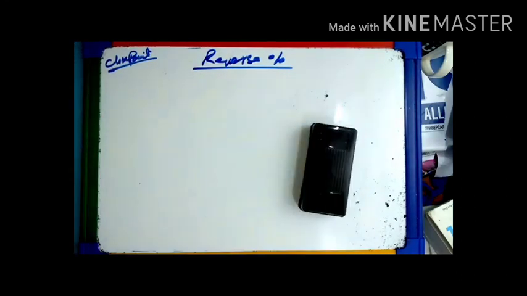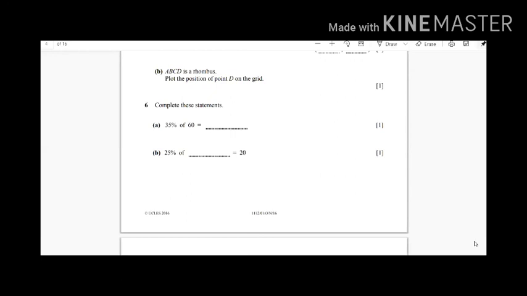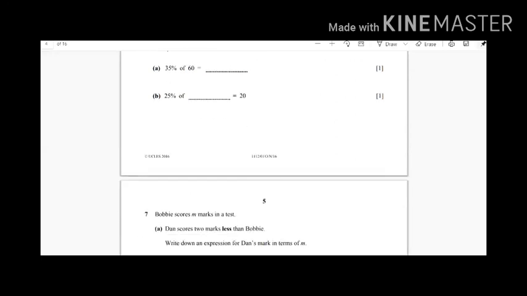We come to the original screen again. No punishment again? No punishment again. The next punishment will be that I will start the percentage next class.